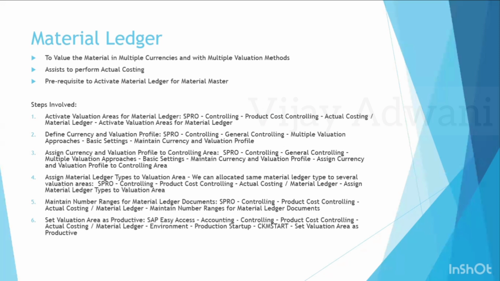And material ledger is always the prerequisite. It is the prerequisite to activate it if you want to have a material master. So if you want to create a material master for raw material, material ledger activation is a prerequisite. Unless and until material ledger is productive, you cannot procure the material, you cannot send the material for consumption, you cannot use it for production. Okay, so that's how important material ledger is.